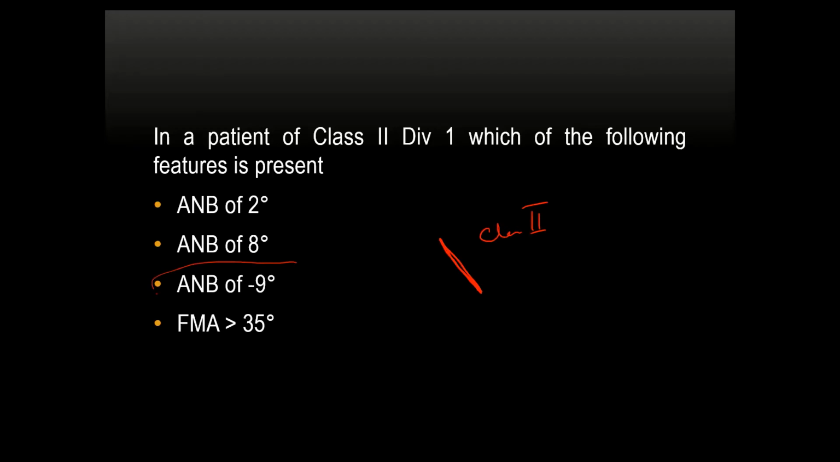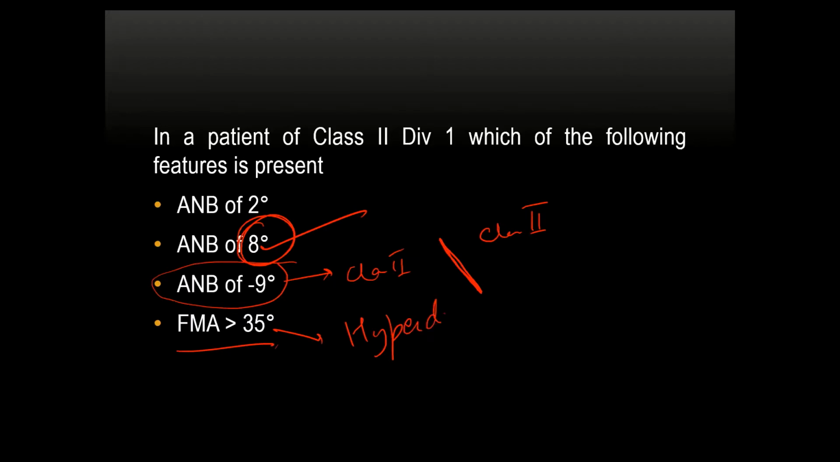Why am I saying A and B of -9 will be in class 3 patients. In class 2 division 1, A and B will be more, that is 8 degrees. FMA more than 35 would be in hyperdivergent growth pattern.